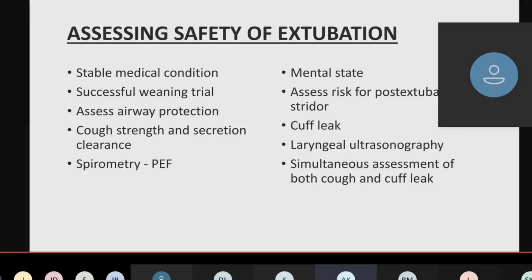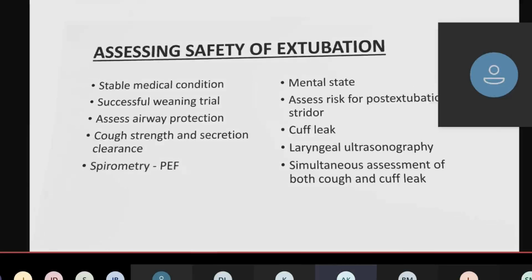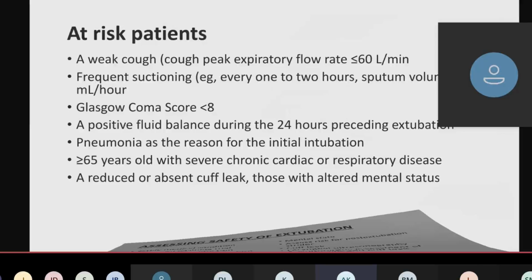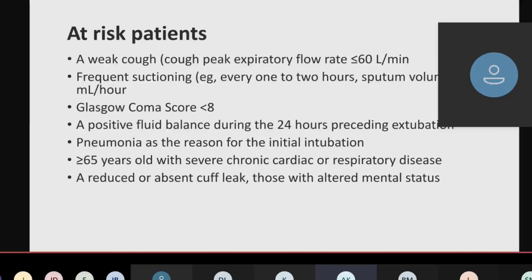And nowadays you have laryngeal ultrasonography, where you can assess the cuff leak during the ultrasound as well. You can assess simultaneous cuff leak and cough by deflating the cuff, occluding the tip of the endotracheal tube, and asking the patient to cough. So once you assess the patient is ready, ideally the next thing is to extubate this patient.